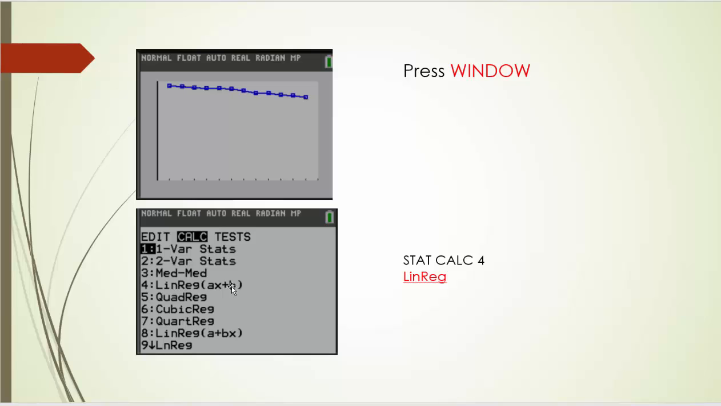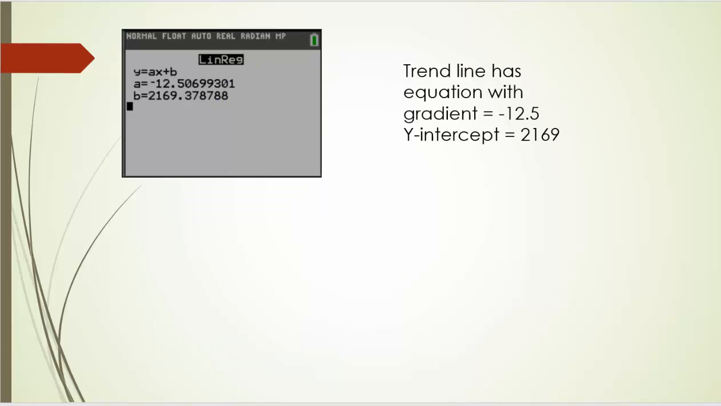On my second image on this page is where we want to get the equation of the straight line, which we do with stat calc 4 linreg, which stands for linear regression. So select 4 there, press enter, and you'll see the equation of the straight line. It has a gradient of minus 12.5 and it has a y-intercept of 2169. By the way, you notice I didn't put diagnostics on. That's because we are not doing r and r squared. And that's it for getting the trend line.